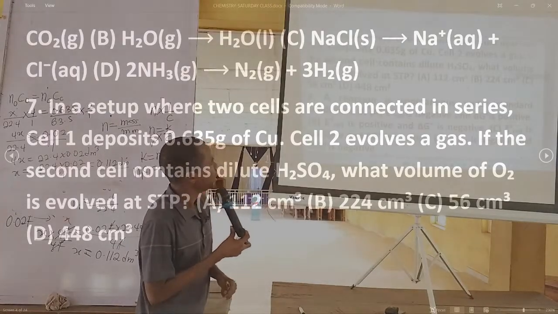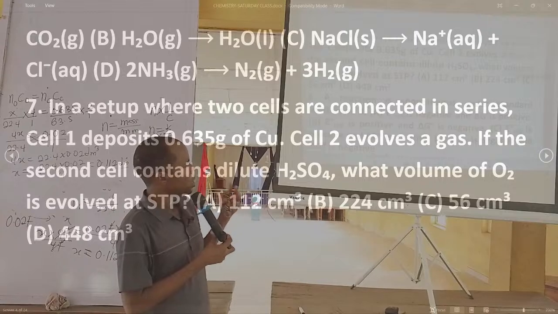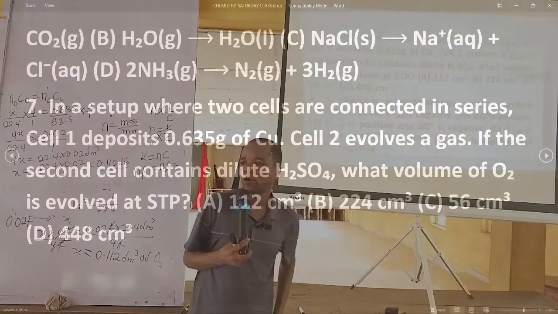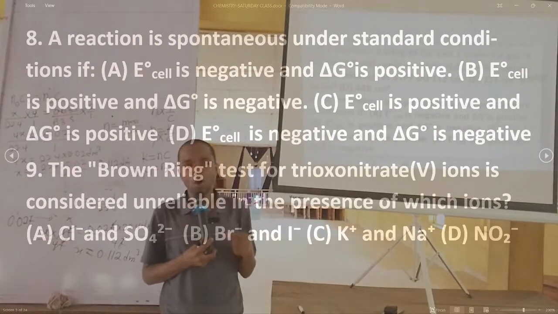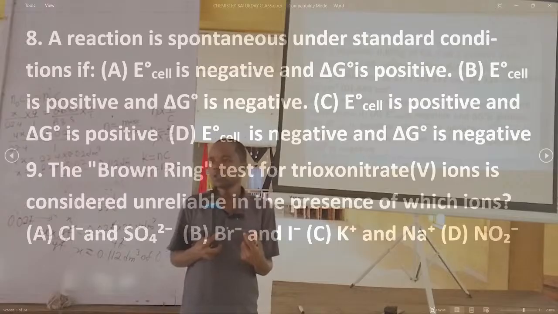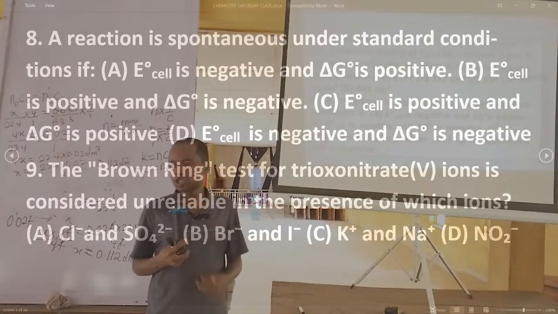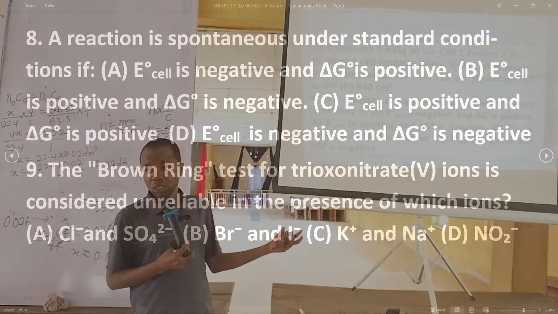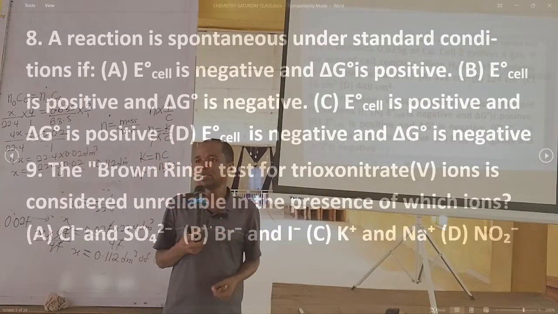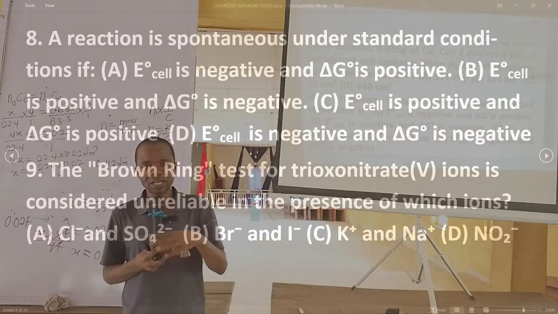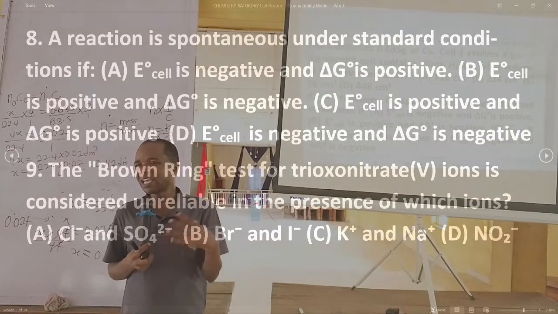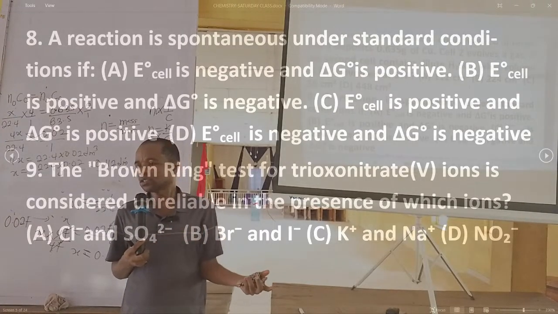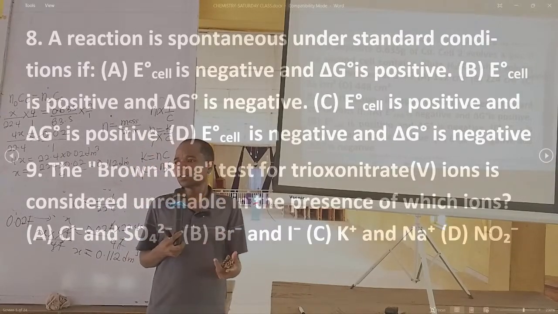Let's come to number 8 now. Number 8 says a reaction is spontaneous under standard conditions if, and by the way, when you see the E naught, then it stands for the electrode potential of a cell that is under what we refer to as electrochemistry or electrolysis. Now, there are 2 types of reactions, either spontaneous reactions or non-spontaneous reactions. What are spontaneous reactions? Those are reactions that occur on their own without any external impetus. No catalyst needed, no heating needed, or any of such external factors.